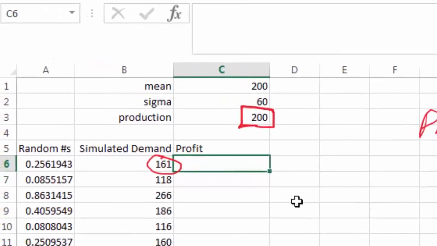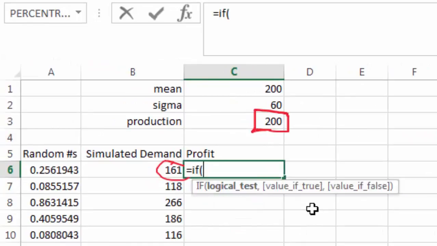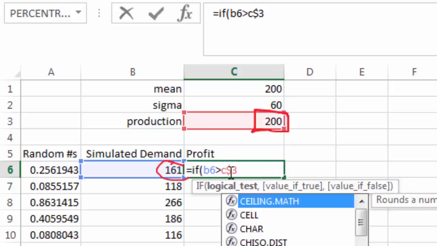Okay, so profit. It's an IF function. Logical test. So the test is B6 greater than C$3. B6, that's my simulated demand again, remember. If that's greater than C3. Okay, I was off one over here, C3.